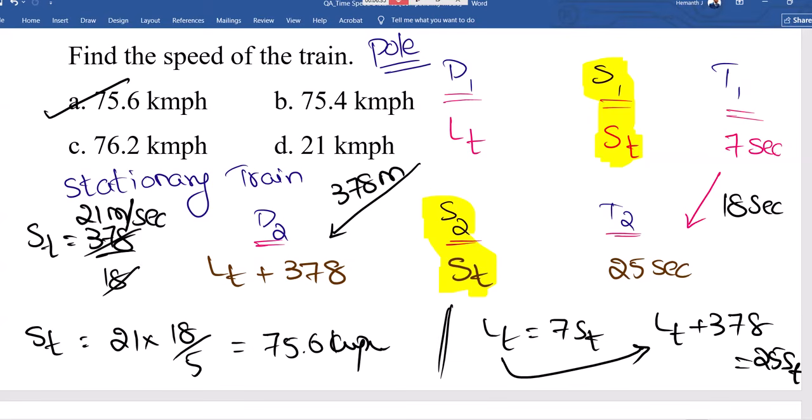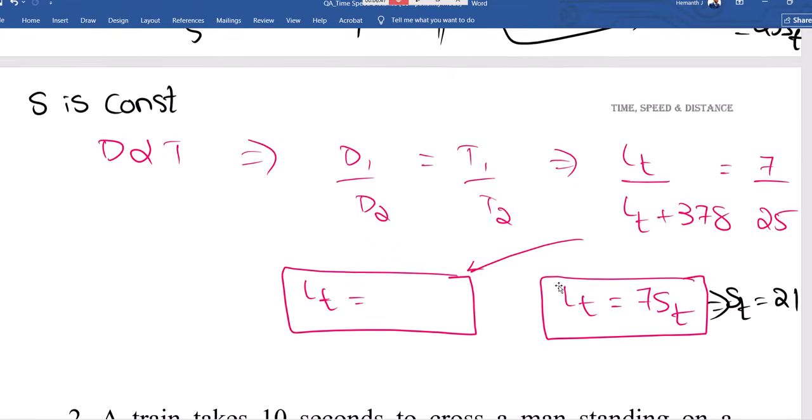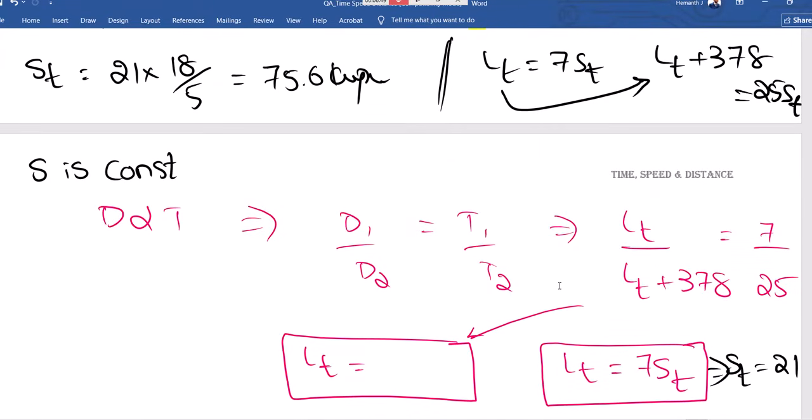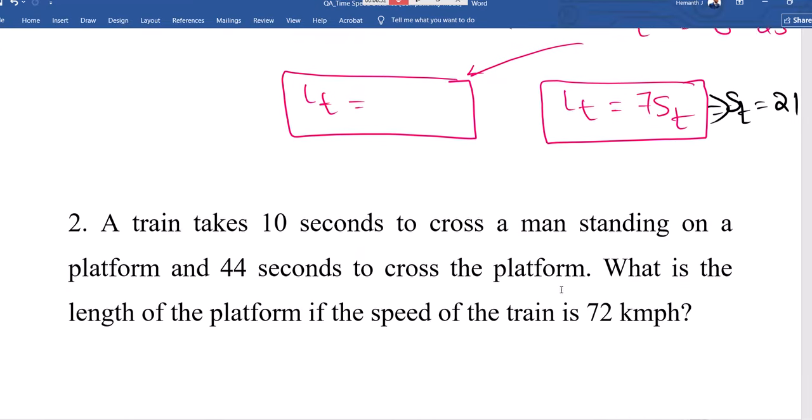We'll get 21. Distance is speed into time. D1 equal to S1 T1. D2 equal to S2 T2. Substitute LT as ST in terms of ST. Then we can calculate the speed of the train as 21. Then convert that into kilometer per hour. Right. So that's the first question.